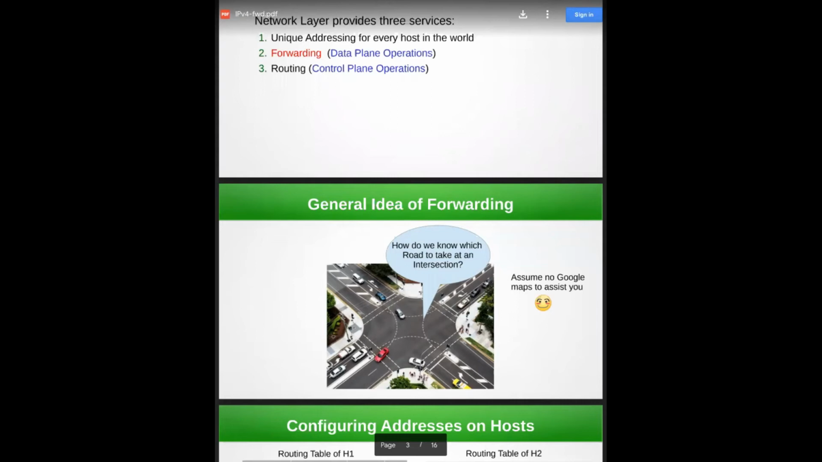What do they know? They don't know the entire path from university to Secunderabad. They only know you have to take left or right, and that's all they'll tell you. And you go to the next router and ask, where should I go? And they'll say, go straight, go left, go right, and so on. No one really knows the full path. They are forwarding you, however, to the next intersection. That's the general idea of forwarding that IP uses.